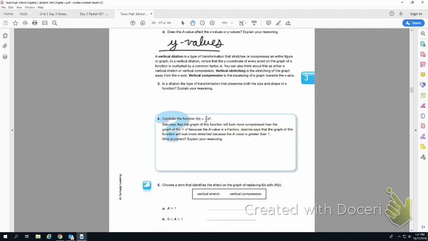In that paragraph, whether you're highlighting, underlining, whatever, there's a few definitions in here you need to be good on. A vertical dilation. That is a type of transformation that stretches or compresses an entire figure or graph. In a vertical dilation, notice that the y-coordinate of every point on the graph of a function is multiplied by the a value. You can also think about this as either a vertical stretch or compress. Vertical stretch is the stretching of a graph away from the x-axis. Vertical compression is compressing it towards the x-axis.